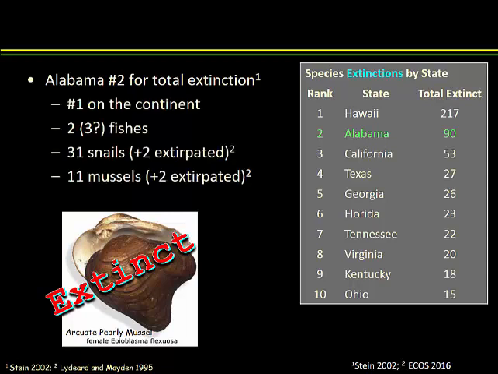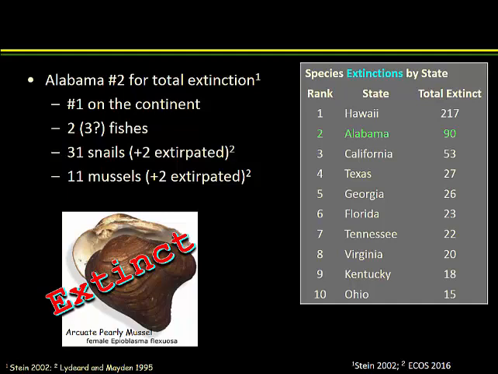These are just some stats that kind of illustrate where we've lost the species in the state. We've lost 2 species of fish, maybe a third. We're not sure about the Alabama sturgeon. We've got some limited evidence to suggest it's still around, but it hasn't been seen in a long time. We've lost 31 species of snails. 2 additional species have been extirpated, and we've lost to extinction 11 species of mussels. 2 additional mussels have been extirpated.